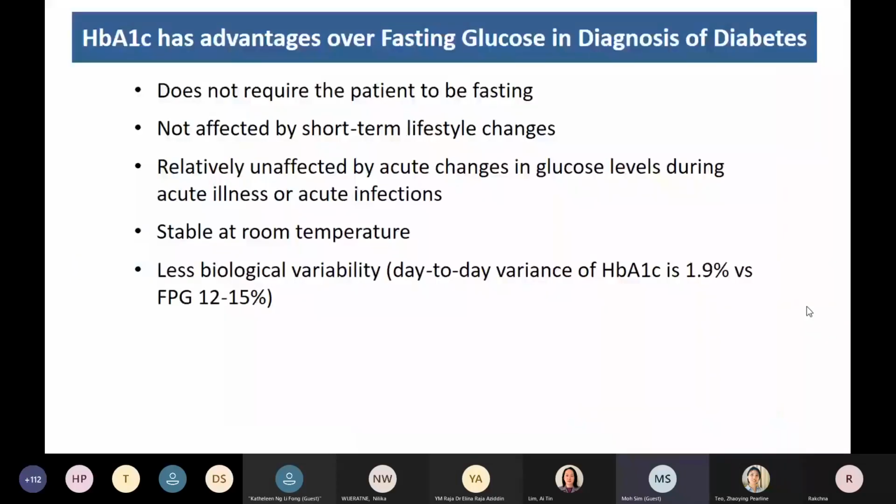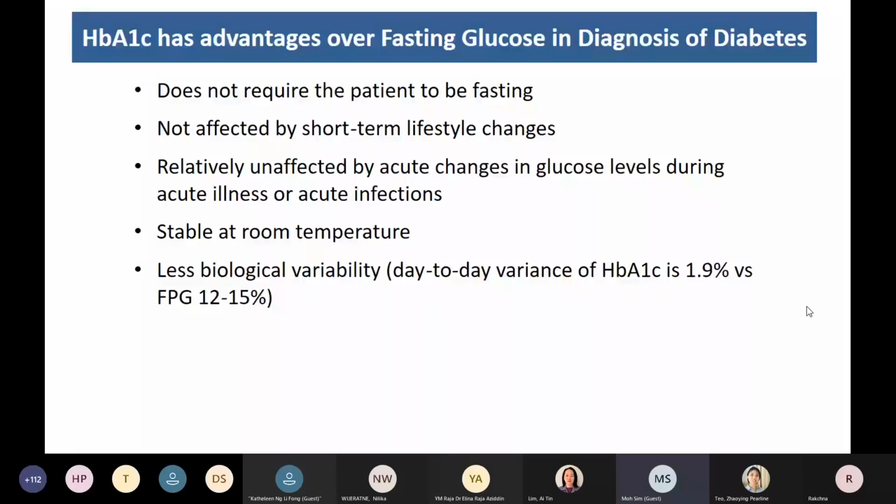Many years ago, HbA1c was proposed as a diagnostic marker for diabetes mellitus because it has several advantages over fasting glucose in the diagnosis of diabetes. HbA1c does not require a patient to be fasting, unlike fasting glucose. And this is really very important because some of our patients, when they are fasting, actually turn up in our clinic and are hypoglycemic.